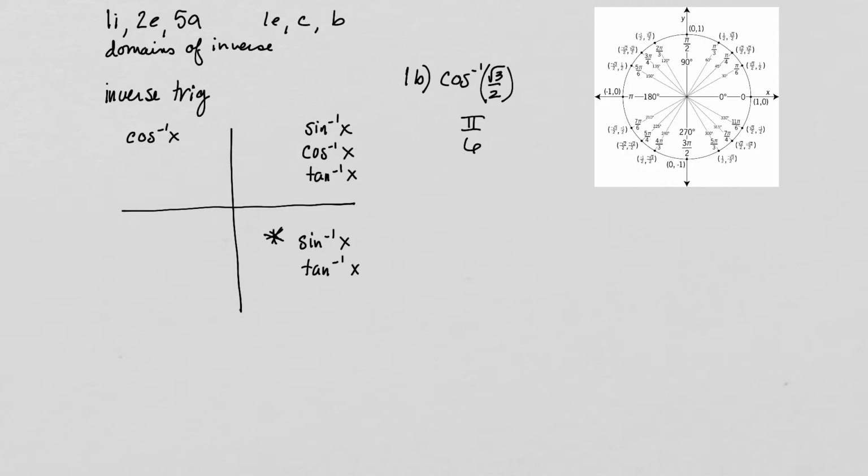I have a question. Sure. So if it was like the inverse cosine of negative square root of 3 over 2, would it be the other side? Yeah, so again, inverse cosine is only in these first 2 quadrants. So now we're looking for where the x value is minus root 3 over 2. So that's right here at 5 pi over 6.